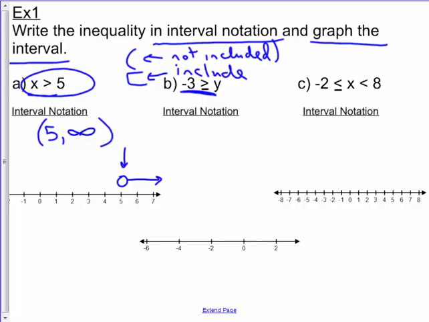In the second one here, we have negative 3 greater than or equal to y, or y is less than or equal to negative 3. I want the ones that are less than negative 3, so I'm going to start at negative infinity, the smallest number, and go all the way to negative 3. In this case, I'm going to use a bracket because I can include negative 3. So negative 3 is my right-hand point. It's a filled-in circle, and I'm going to the left because I want the ones that are less than negative 3.